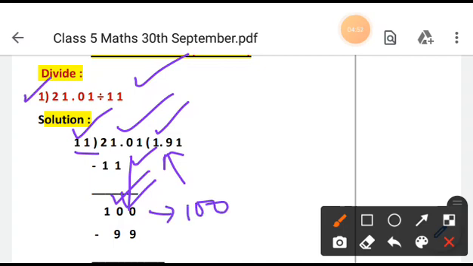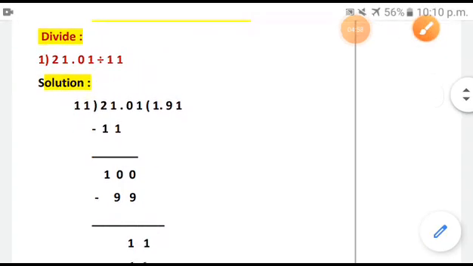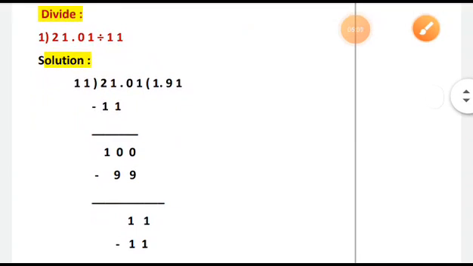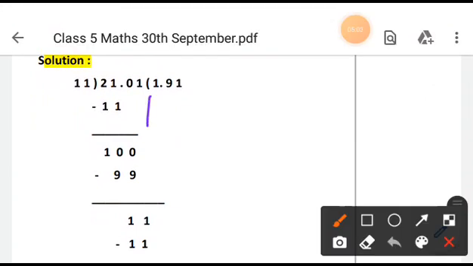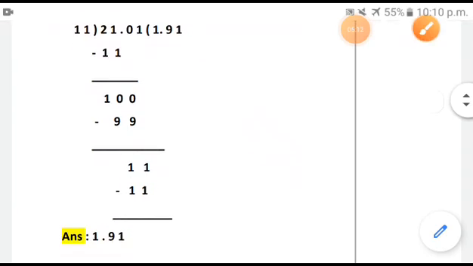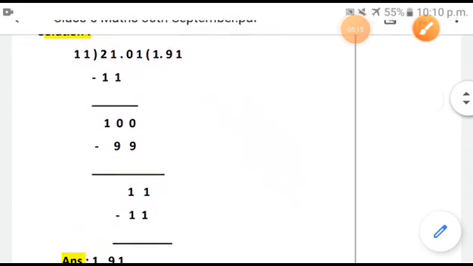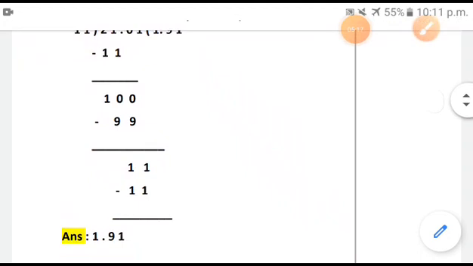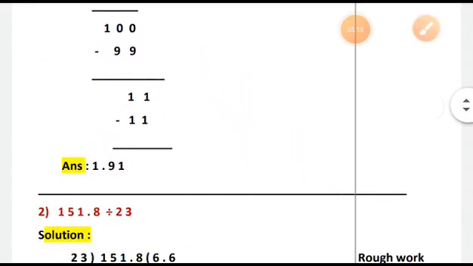Now you write 11 nines are 99. Then after that 100 minus 99, that is 1. So now again you have one more 1 over here. You are bringing down this 1 and you are getting this as 11. So you are writing 11 ones are 11. Okay. Now no more remainder you are getting. So you are getting the quotient as 1.91. That is, the answer will be 1.91.